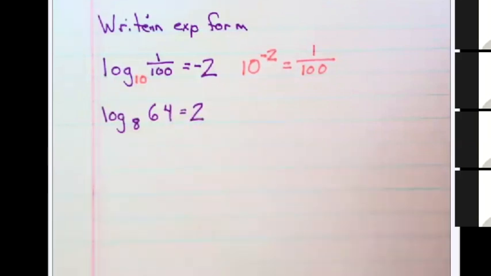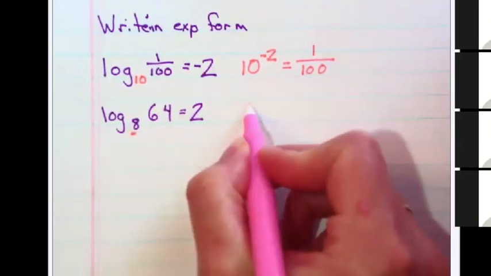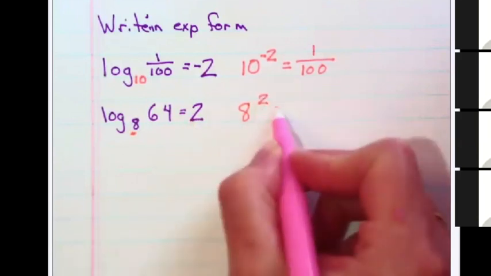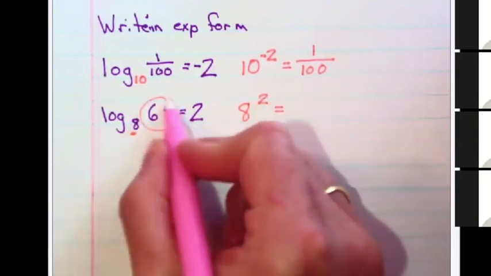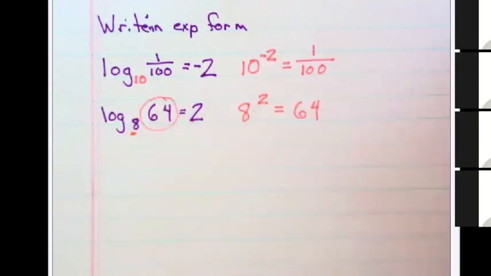So if we have one like this, log base 8 of 64 is equal to 2. Remember, the base is still the base. The exponent comes from the answer, and then the argument is the answer. Now I know that 8 squared is 64. 8 times 8 is 64. So that one works out, and I can follow it.